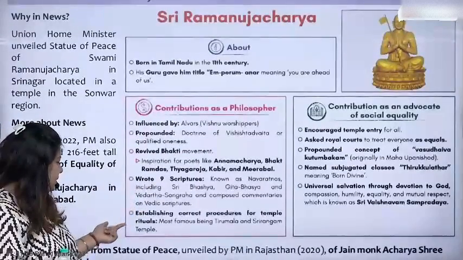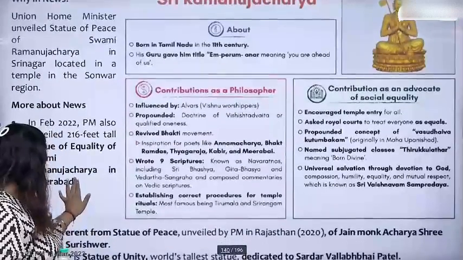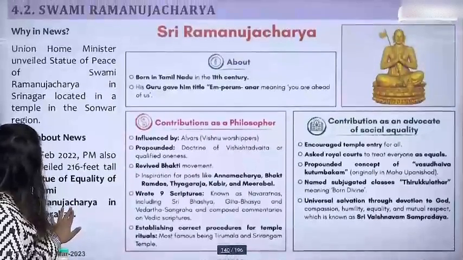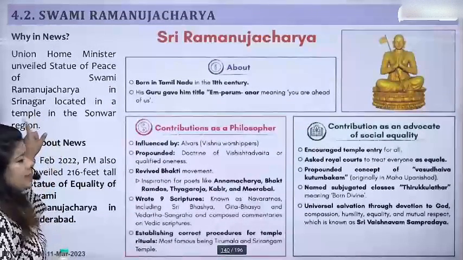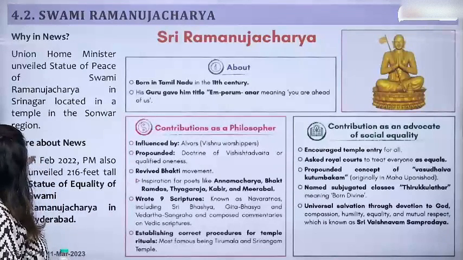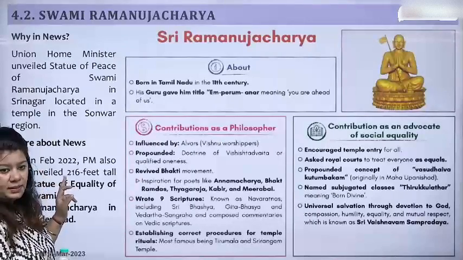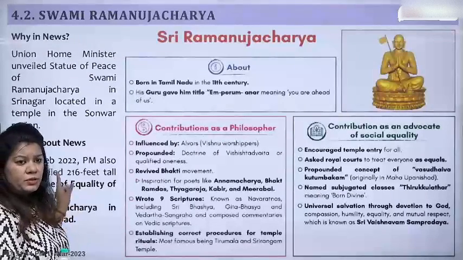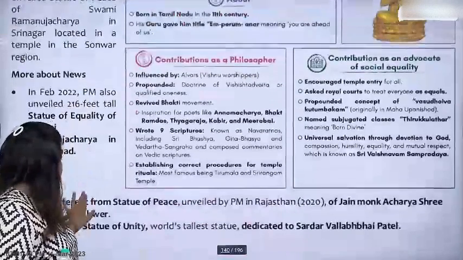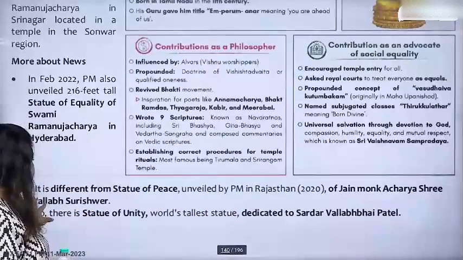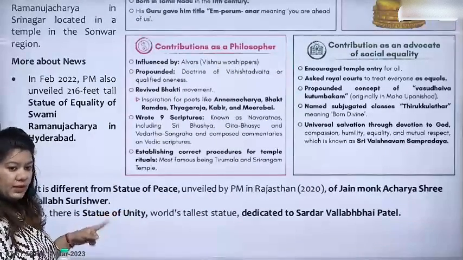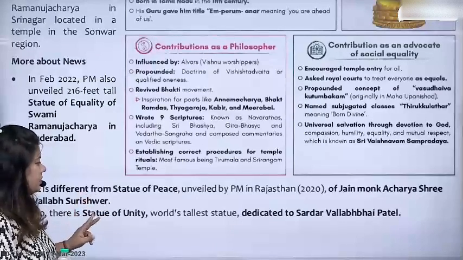इनके नाम important हैं, so you have to do. Then there are a few things which have been importantly given. So one is that recently the Home Minister unveiled the statue of Ramanujacharya, which is called the Statue of Peace. Then there is Statue of Equality. So Statue of Peace is related to Ramanujacharya. Statue of Unity is dedicated to Vallabhbhai Patel, so you don't have to get confused in here.